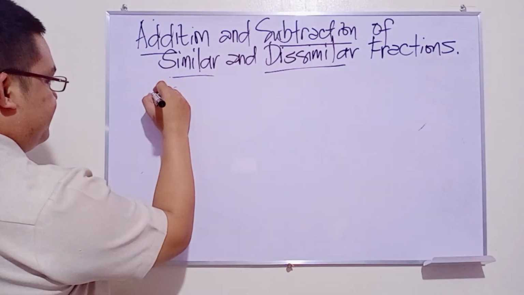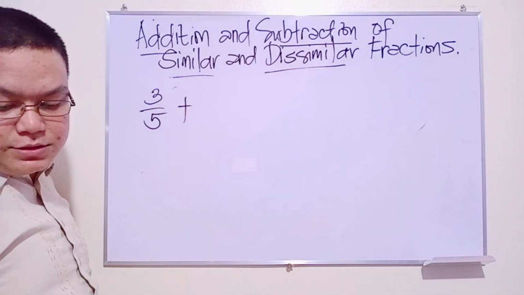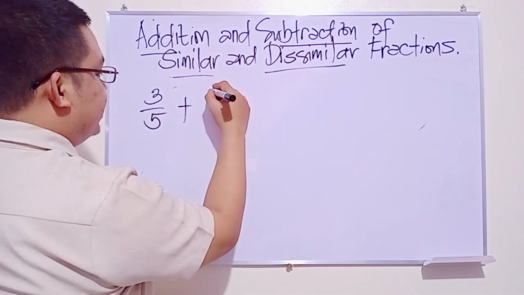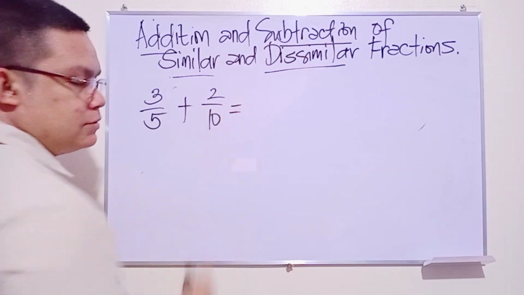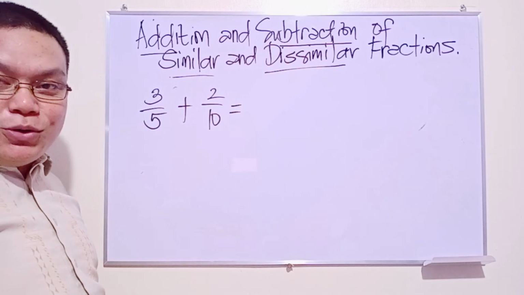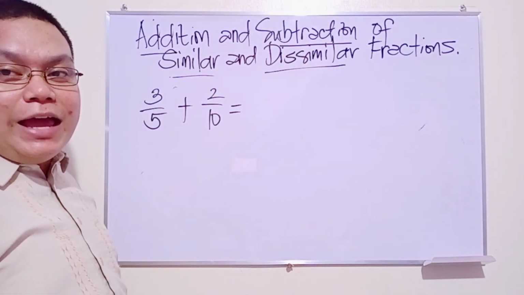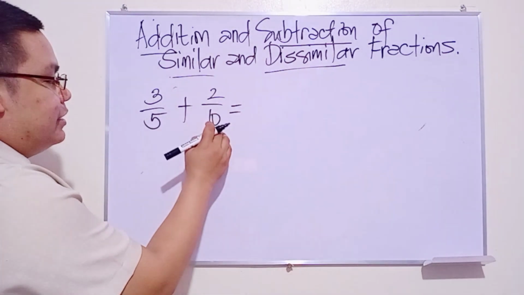We have 3/5 plus 2/10. So magkaiba ulit yung kanilang denominator. Ano gagawin ulit natin? We're going to get the LCD of 5 and 10.